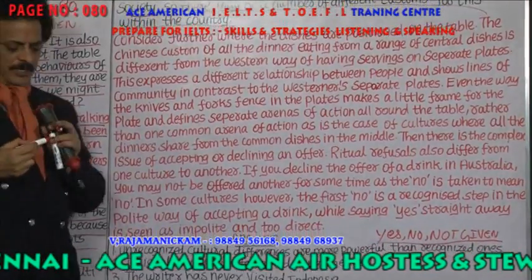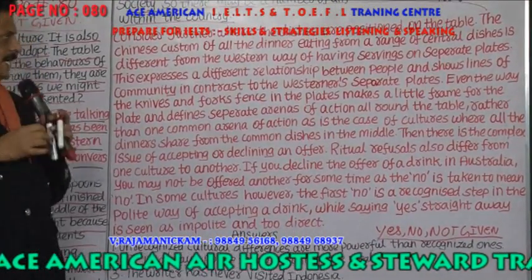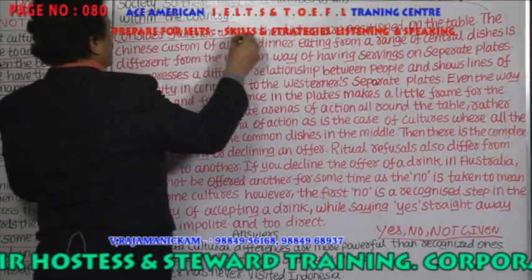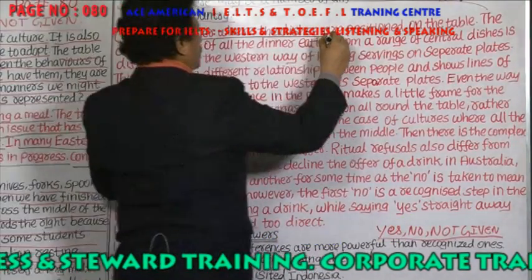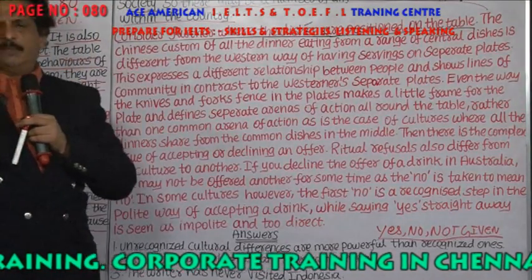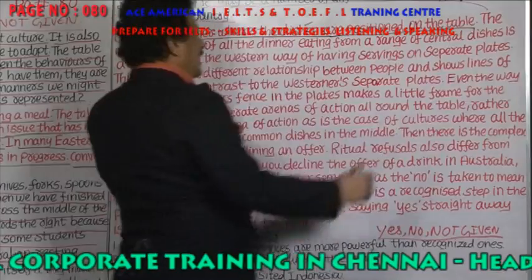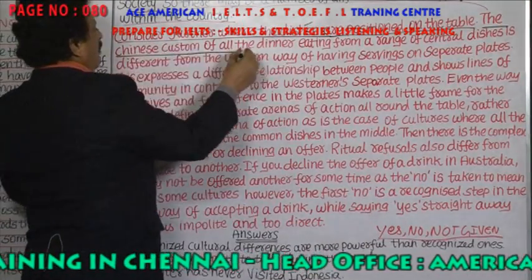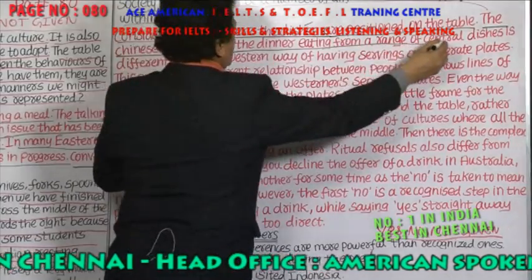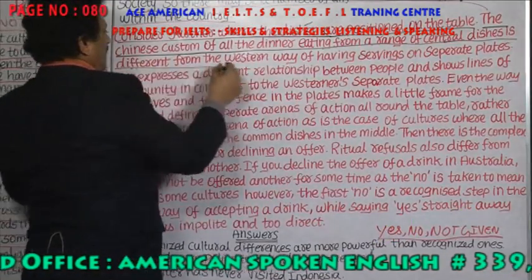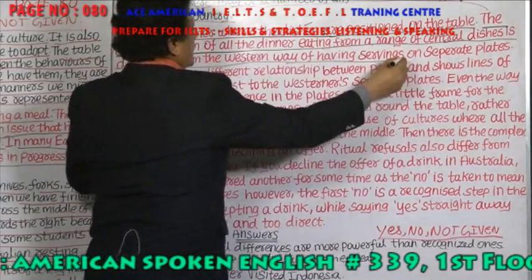So now coming here. Next, consider further where the dishes are positioned on the table. What do you mean by dishes? The foods, where the food is kept on the table. So the Chinese custom, what does the Chinese custom say? Everyone eating from a range of central dishes is different from the Western way of having servings on separate plates.